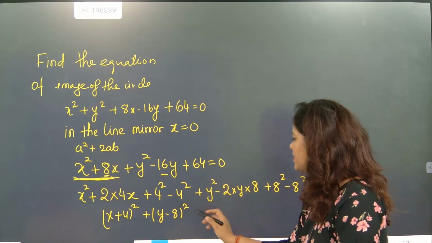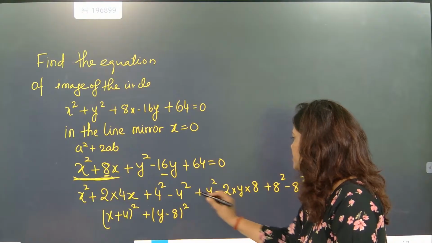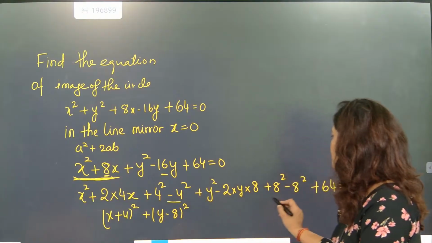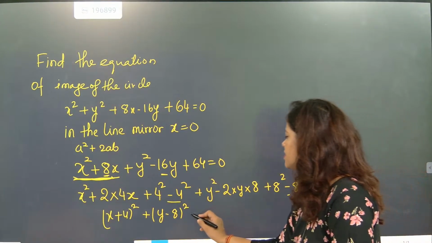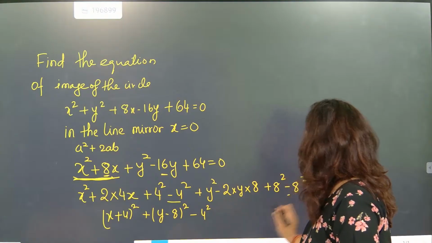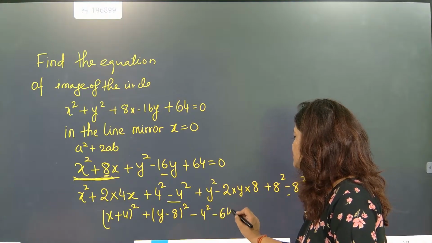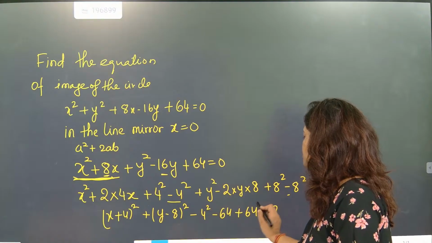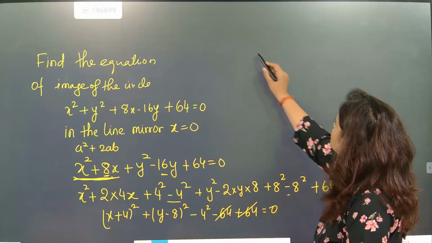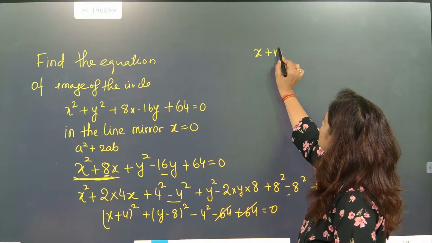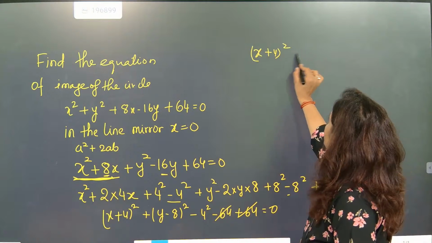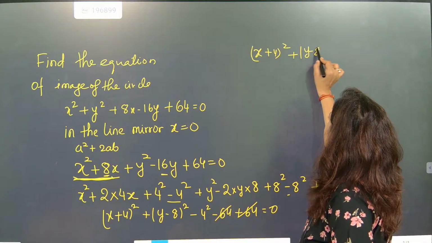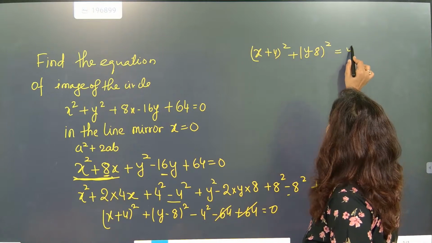So now what is the next work? Here minus 4 square minus 8 square. So here it is coming as minus 4 square, and here minus 8 square is 64, and this part is plus 64, already given. So this and this will get cancelled. So what is coming? X plus 4 whole square plus y minus 8 whole square is equal to 4 square.